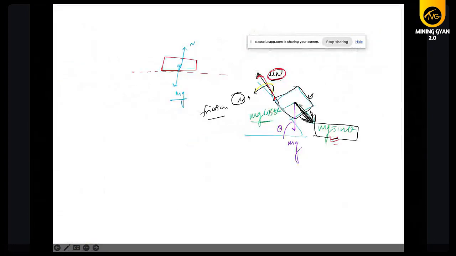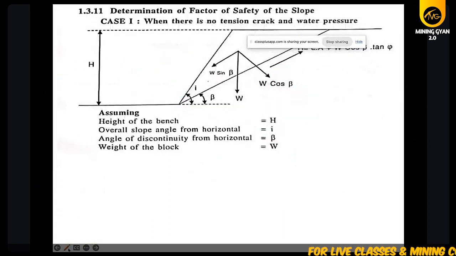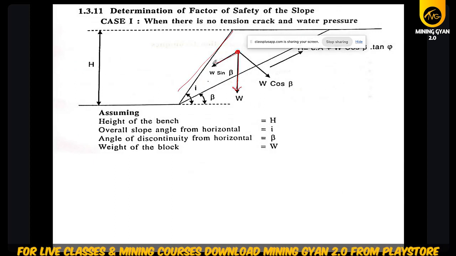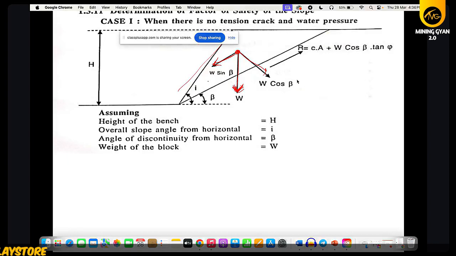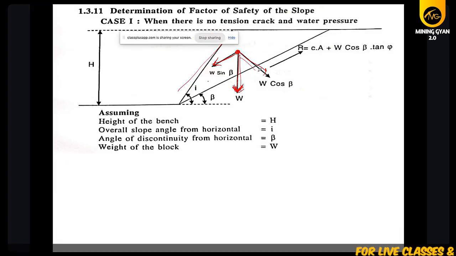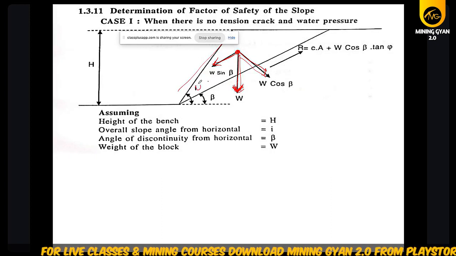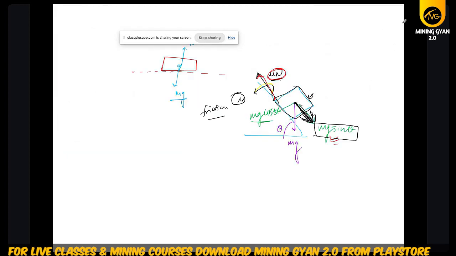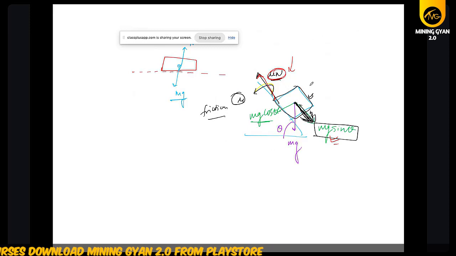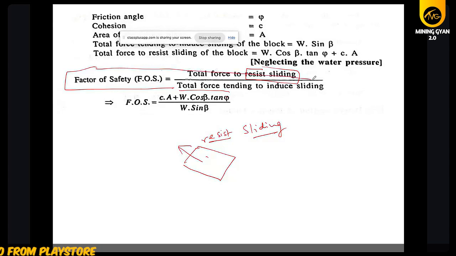So in this diagram, suppose that is your failure. Suppose this is the body, then W is the force. Then this is W sin theta, this is W cos theta. W is the weight of the block. So W sin theta is the sliding force. And what will be the resisting force? It is W cos theta, and it should be phi, then cA plus W cos theta tan phi. You just need to know what I explained: what the sliding force is, what the resisting force is, and what the formula of the factor of safety is.